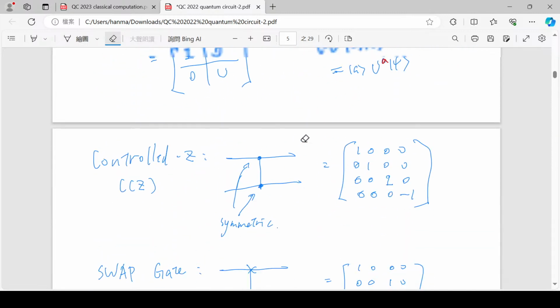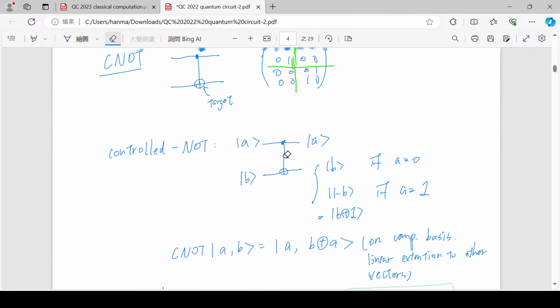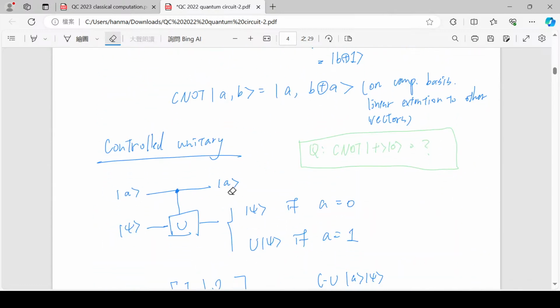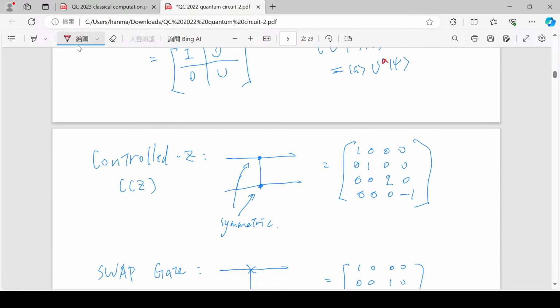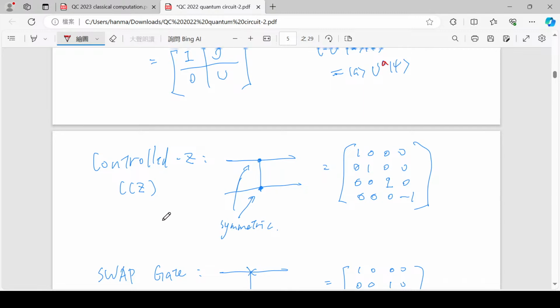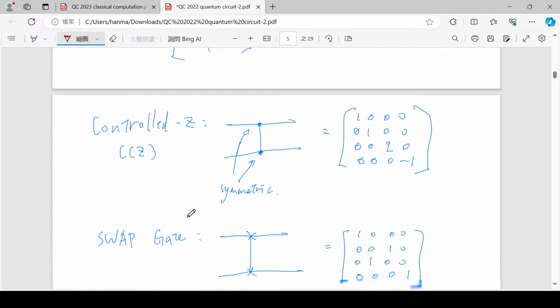And then okay, so we generalize CNOT to control whatever unitary, then we kind of go back a little bit and get a special kind of controlled unitary, that's controlled Z. Okay. So yeah, so the CZ gate.